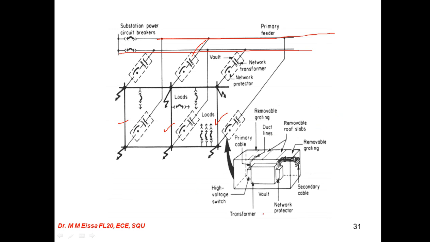This may be an example of a network transformer, as we mentioned, in the underground vault. We have the secondary cable and the network protector. This is of course the transformer. This is the high voltage switch. This is the primary cable, the primary cable like this one. Here the duct lines, here removable roof slabs, removable grating. So here are the internal connections of the network transformer, and it is very common and used.